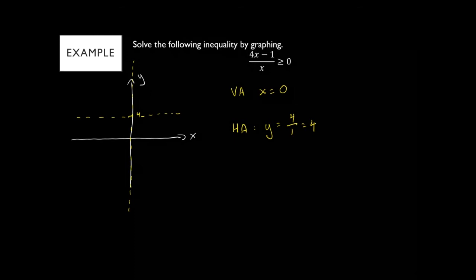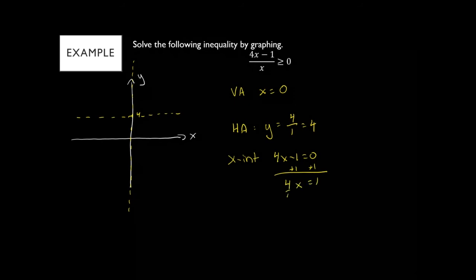Now we want to look for any x-intercepts or any y-intercepts. So x-intercepts are where the top of the fraction is equal to 0. So, 4x minus 1 equals 0, so we solve. So I'm going to add 1 to both sides.